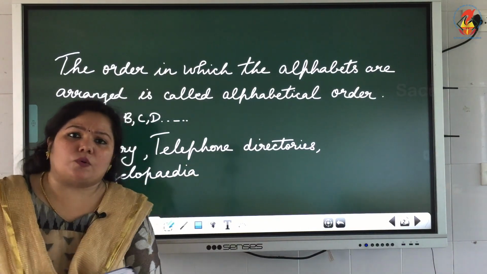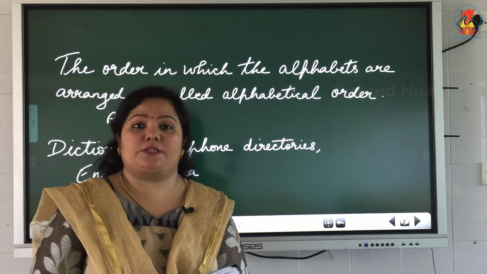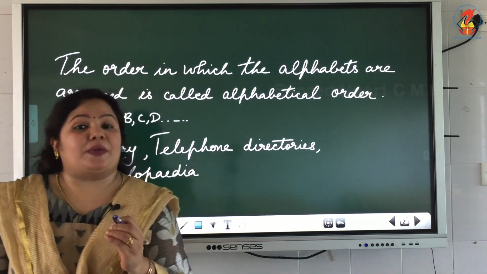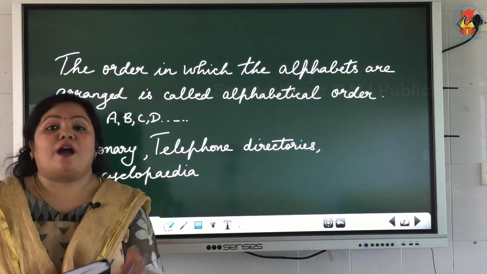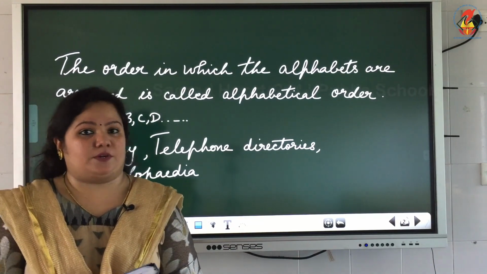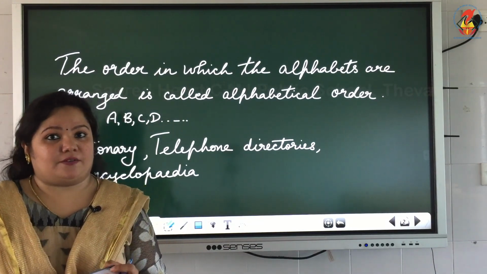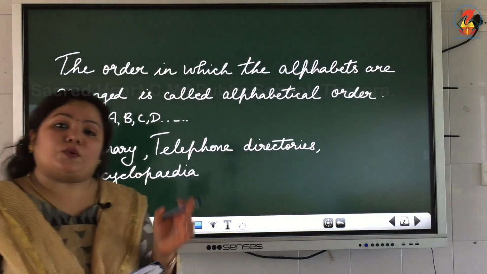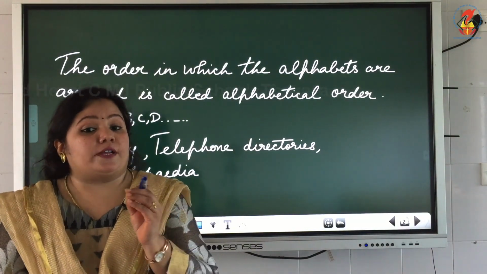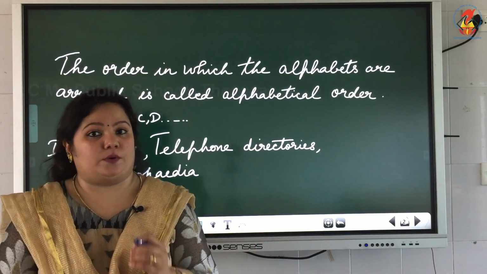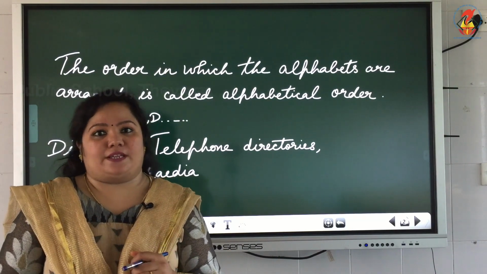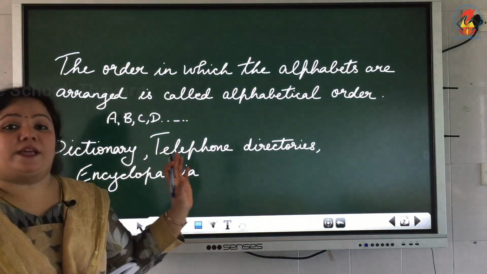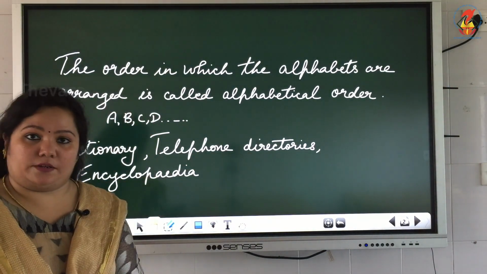Now, why is it so? Why are names placed in alphabetical order? In order to make it easier for us to identify the meaning of the words in dictionaries, right? We are dealing with dictionary now. So, in dictionaries, in order for us to find out the meanings of the words, for our convenience, the words are placed in alphabetical order.